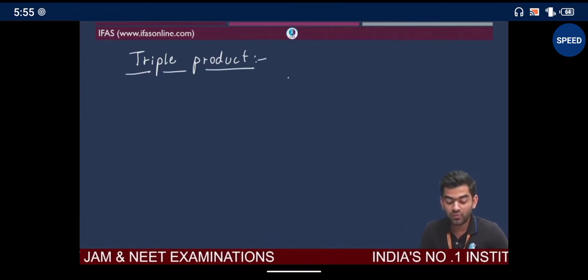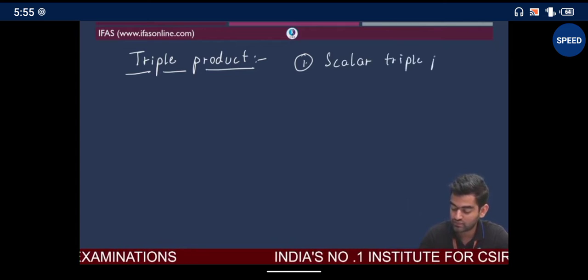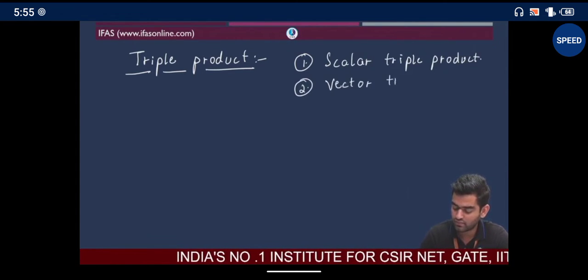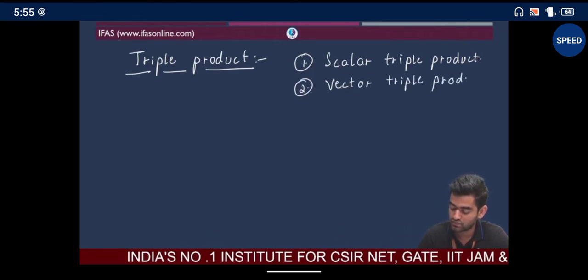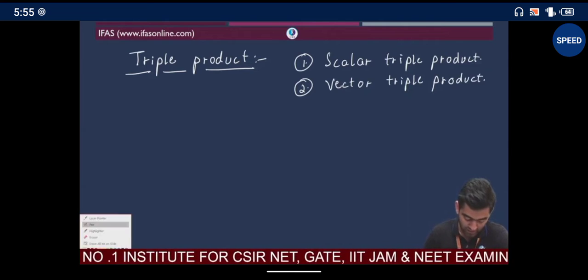Now there are two types of triple product as well. First one is scalar triple product, and second one is vector triple product. Here we are going to multiply three vectors with each other.